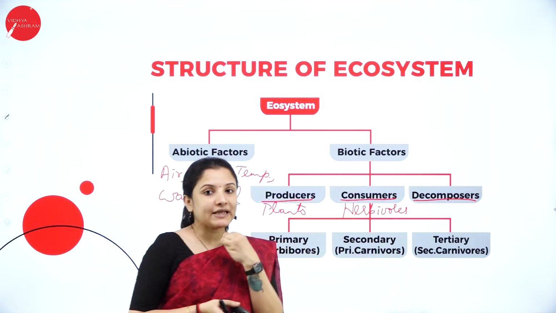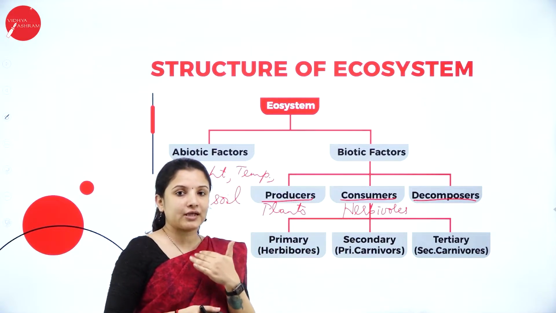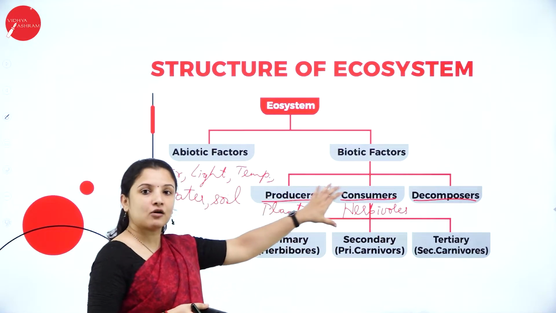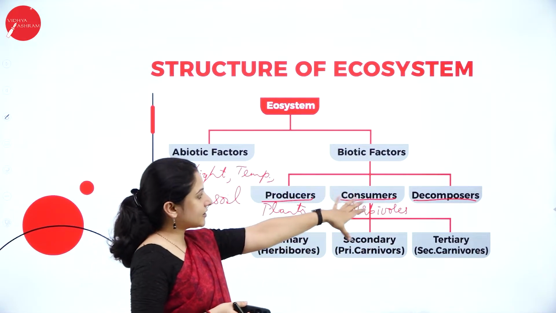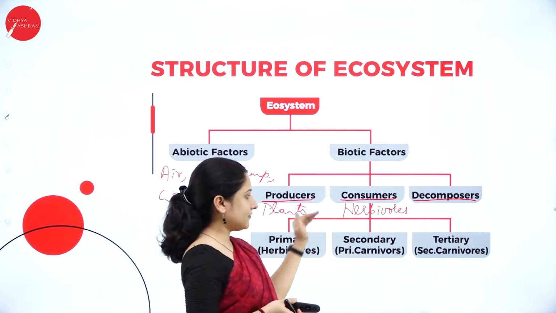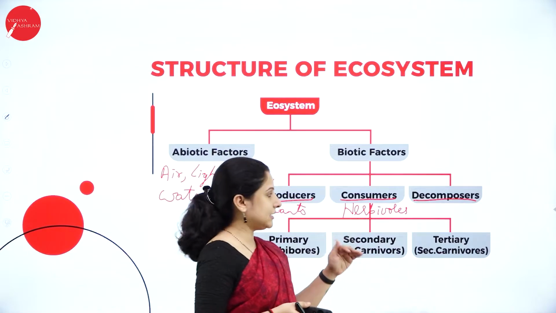Vorous means to eat something, to devour something. So those organisms which eat plants are called herbivores. So they are the consumers. And next, under consumers, again it is divided into three types, which we will see later on.